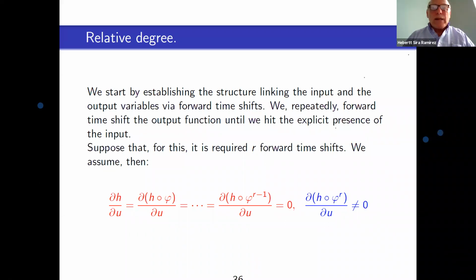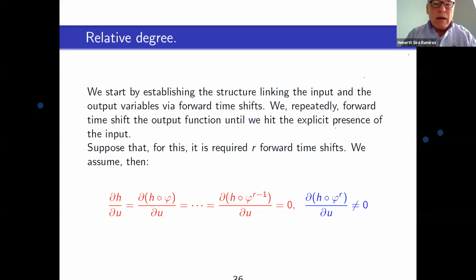So what we're assuming is that in the evolution of the output, from the initial value of the output to the value of the output associated with the first forward time shift, and the second and the third and so on, up to some R-1 step, the presence of the input is not there in those compositions. That means that the evolution of the output does not have an explicit presence of the control input up to some iteration of order R-1. But the next iteration is already a function of U for the first time. Of course, there is a silent possible presence of U everywhere, but it is not explicit.